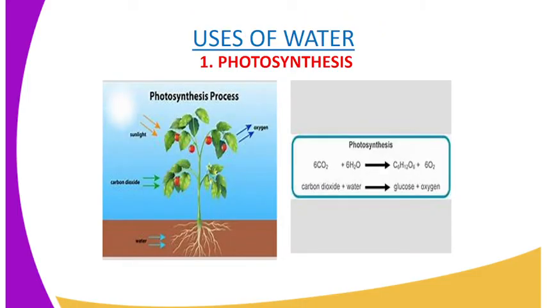The various uses of water in the farm: we have the use number 1 as photosynthesis. Photosynthesis is the process through which green plants make their own food using carbon dioxide, as you can see well illustrated in this equation here, and water. Therefore, in the process, you will end up getting carbohydrates and oxygen as a byproduct.